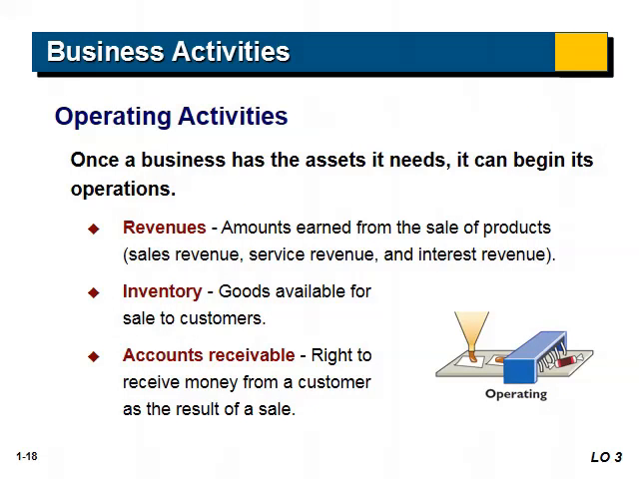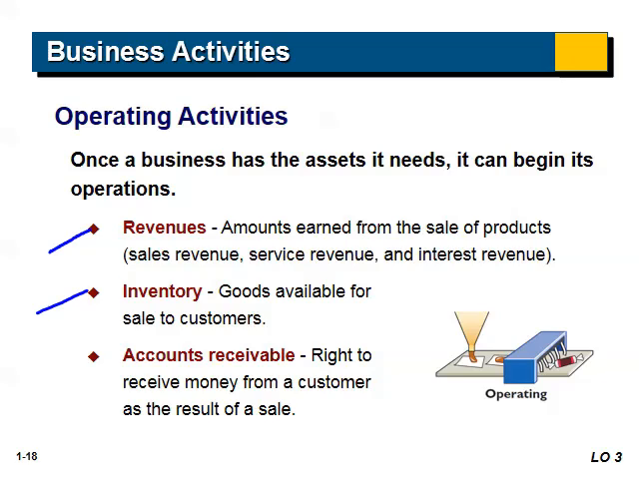And finally, operating activities. Once a business has the assets it needs, so it has the furniture, the fixtures, the inventory, etc., you can start operations. The operations would include revenues, which are the amounts that you earn from selling products or providing a service. So you have sales revenue, service revenue, interest revenue. When you sell a product, we call it sales revenue. If you provide a service like lawn mowing, that's called service revenue.